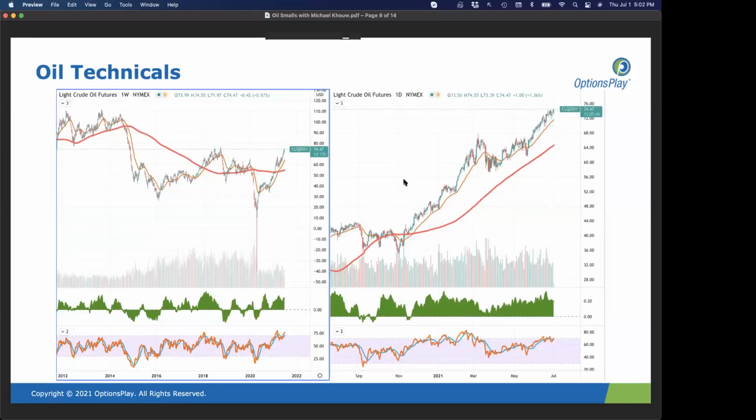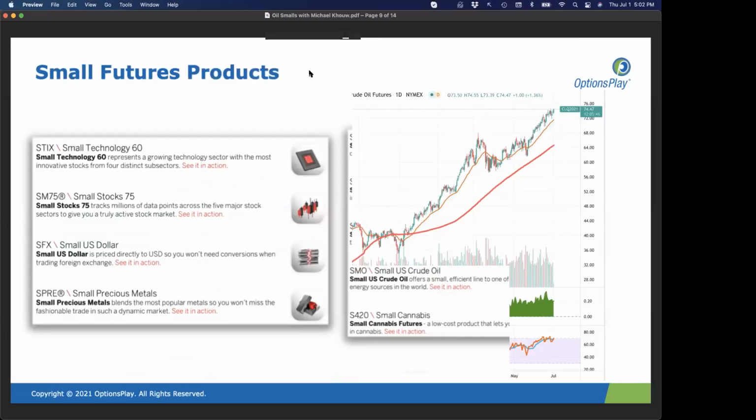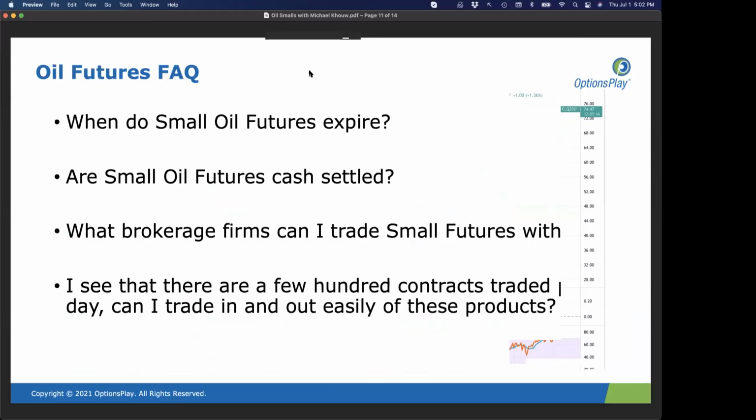And that's really where, hopefully today's session gives you an understanding of some different products that are available to you that may give you better exposure, or direct exposure rather, to oil in both directions, whether you believe oil is heading higher or lower. The small futures contracts really allow you to do that. So I'll leave you with a better understanding of oil futures, and I'm going to cover a couple of questions that I know a lot of investors frequently ask about small futures. I want to cover these first, and then I'm going to open this up for Q&A.